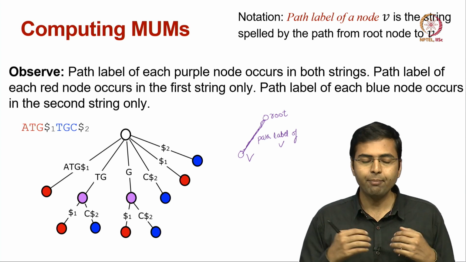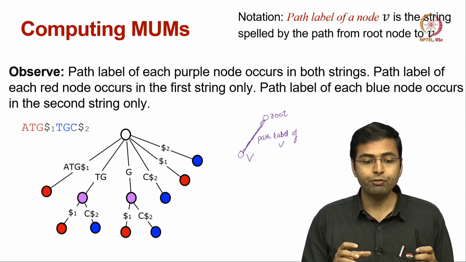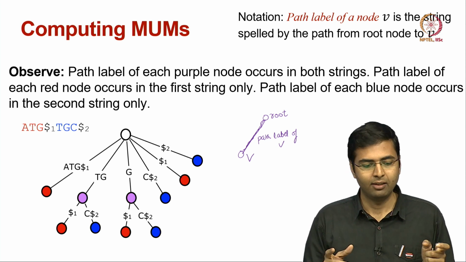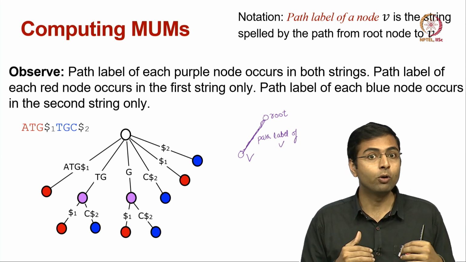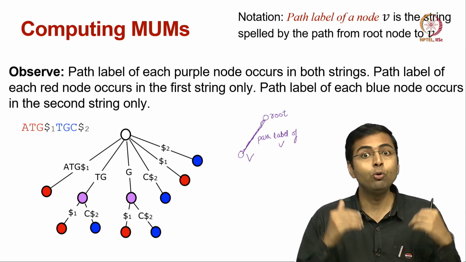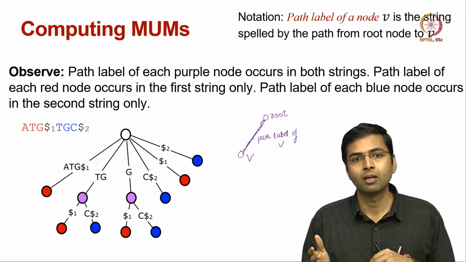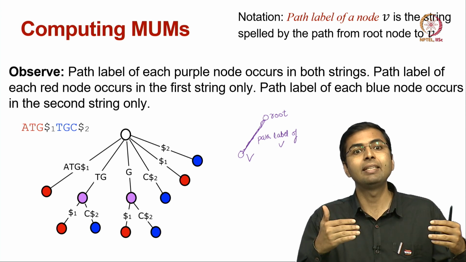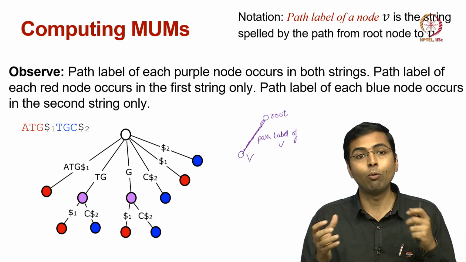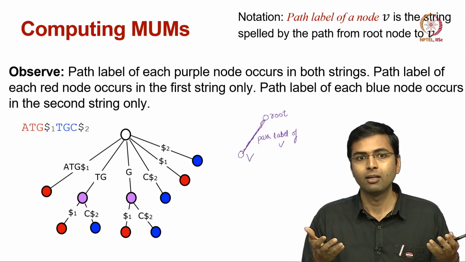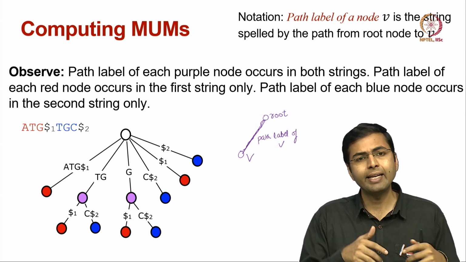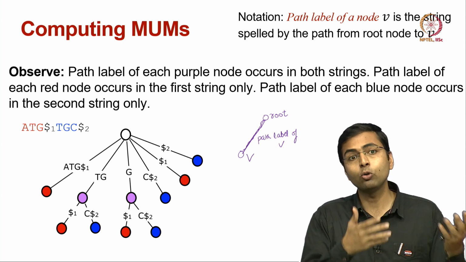Now, with this coloring mechanism, what we have achieved is that the path label of each purple node will occur in both strings. The path label of each red node will occur in the first string only, and the path label of each blue node will occur in the second string only, and that is because of the bottom up traversal that we have done. Whenever we see that a string occurs in both strings, we color it purple, but if all my children come from the first string, then I know that my own path label will also belong to string 1 only.